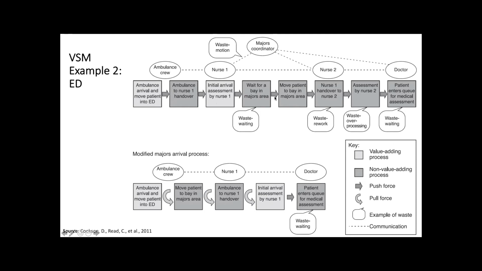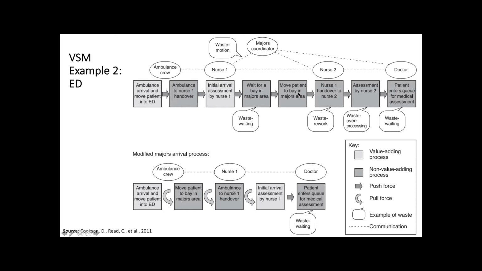And then when finally there is a room in the area, they move the patient to the area. But these are all waiting and movement. And waitings and movements and motions have no value. They don't have any value for the customer. They don't make the situation of the customer better.